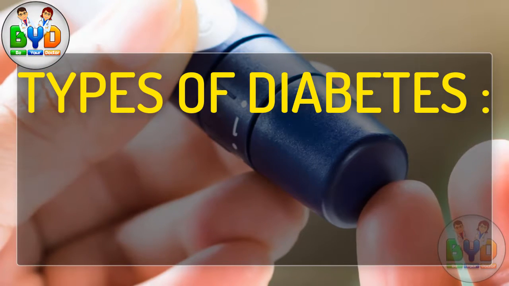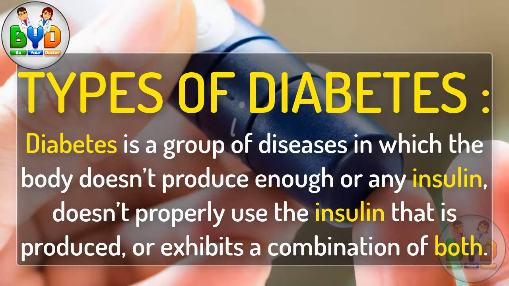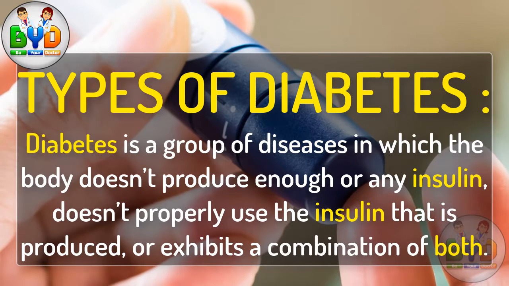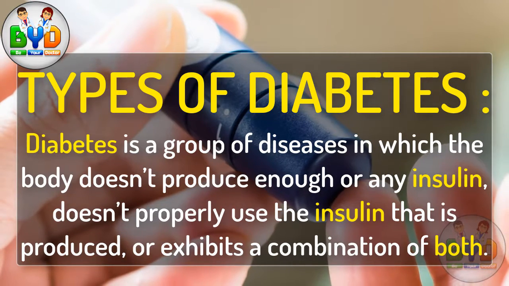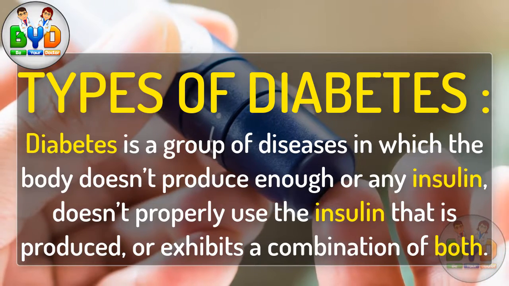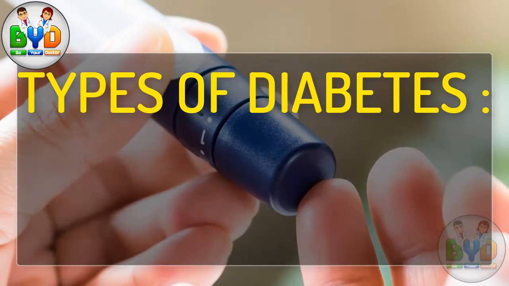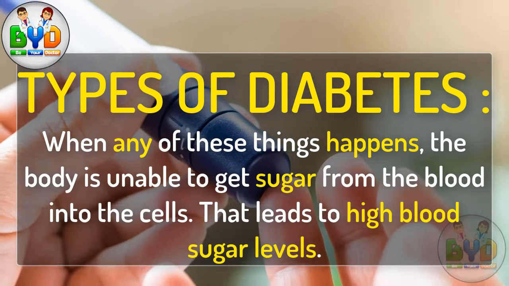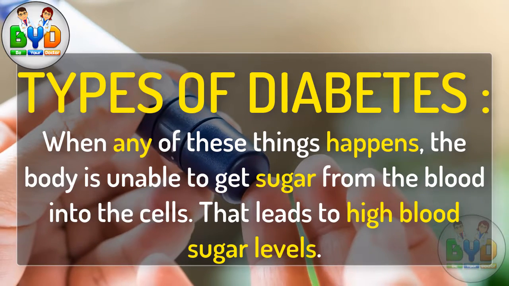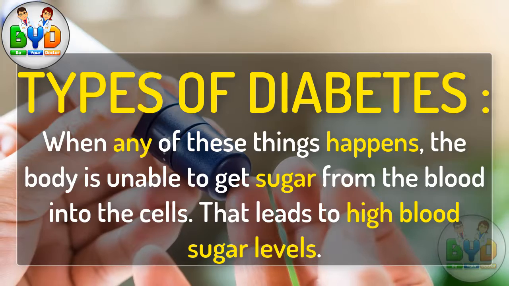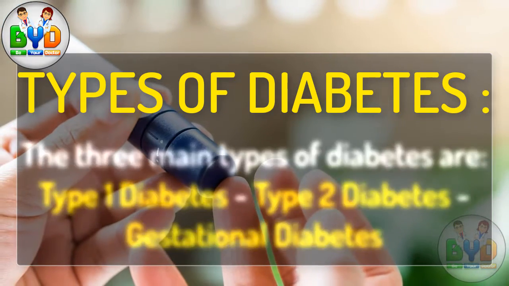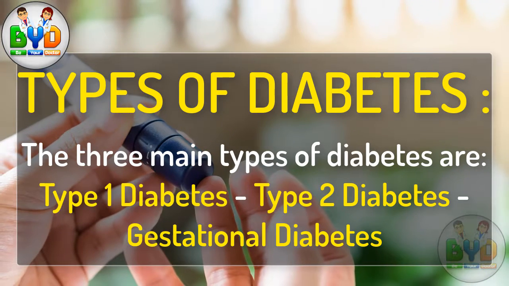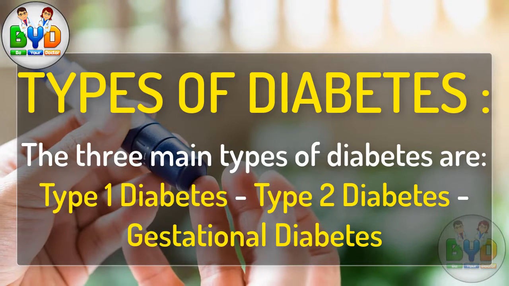First, what are the different types of diabetes? Diabetes is a group of diseases in which the body doesn't produce enough or any insulin, doesn't properly use the insulin that is produced, or exhibits a combination of both. When any of these things happens, the body is unable to get sugar from the blood into the cells. That leads to high blood sugar levels. The three main types of diabetes are Type 1 diabetes, Type 2 diabetes, Gestational diabetes.